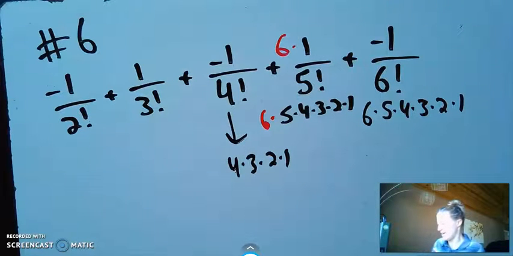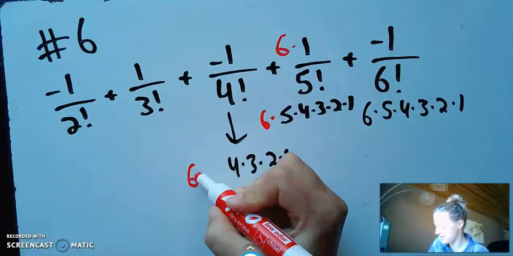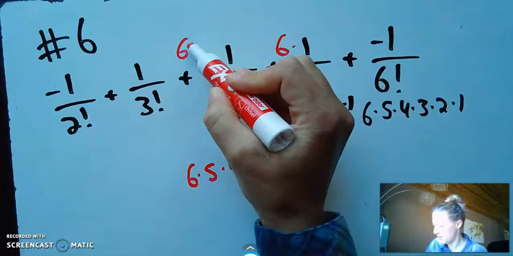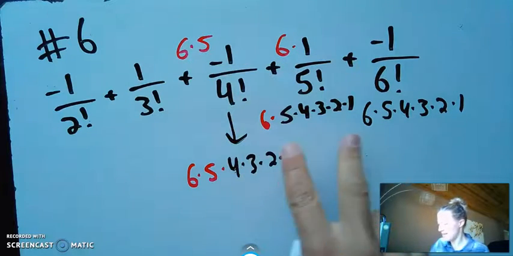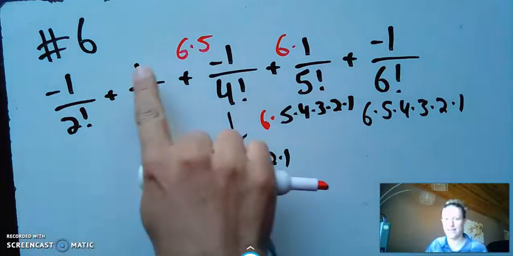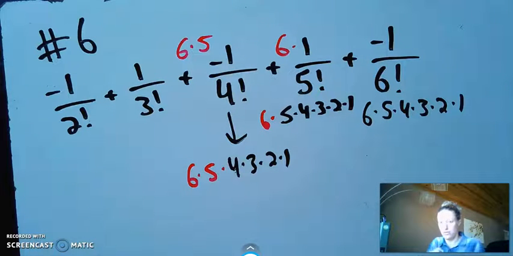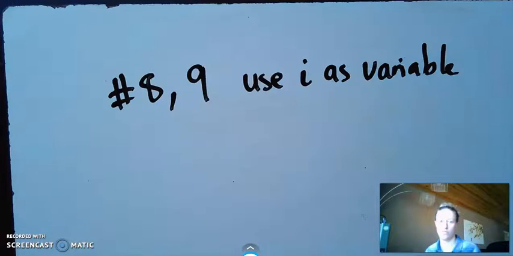And it's missing a 6 and a 5. So whatever you do to the bottom, you have to do to the top. And just keep going on down like that, and then the tops you do out, and then the bottoms are all the same, so you could add them together. Okay, the next ones are 8 and 9.